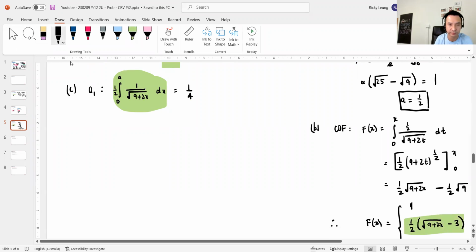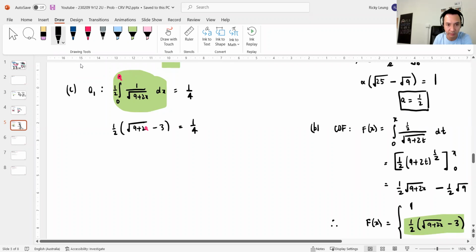Yeah, just sub it in, right? Sub it in, so it would be a half root 9 plus 2x minus 3. Sorry, when I say x, it's a now. So this is missing, right? Equals a quarter. So make a the subject basically.